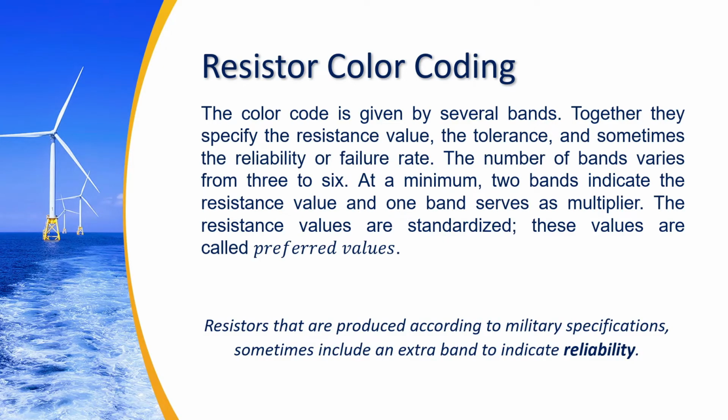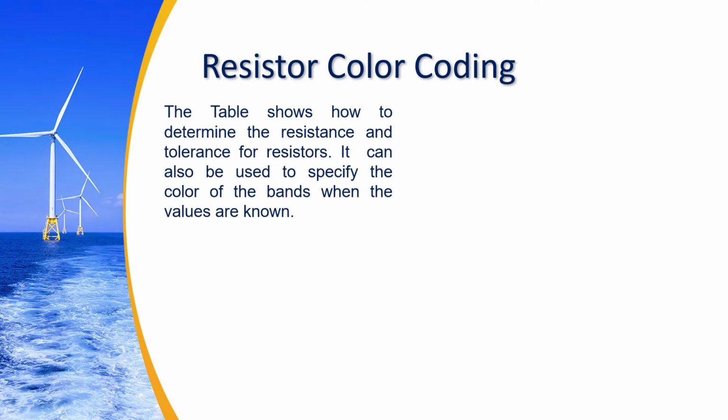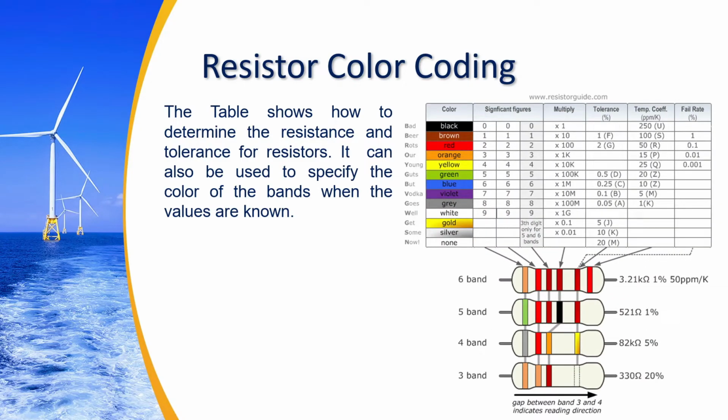Okay, dahil alam natin na dapat ang military specs is halos perfect. Kasi once na hindi siya ganun maging ideal, possible na magkaroon tayo ng problem doon. Okay? So, the table shows how to determine the resistance and tolerance for resistors. It can also be used to specify the color of the bands when the values are known. So, ito yung table natin. Okay, so meron tayong hanggang 6 band.